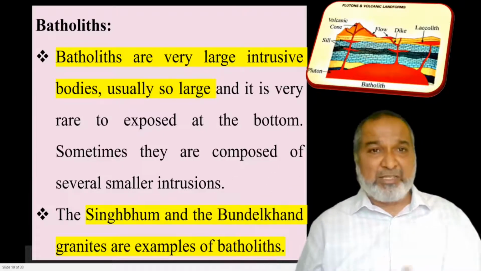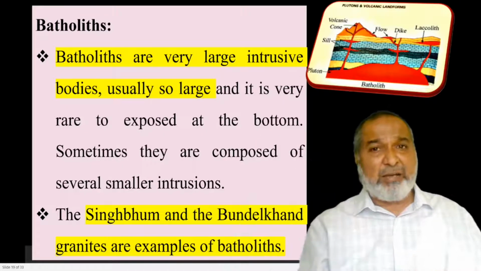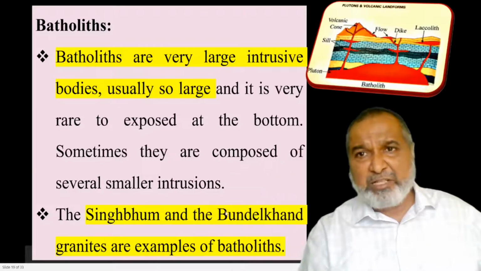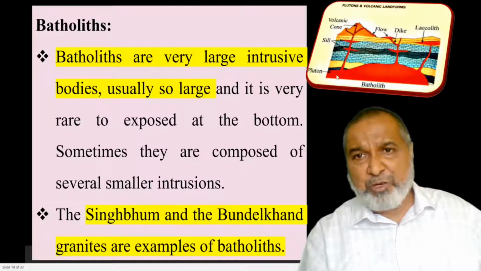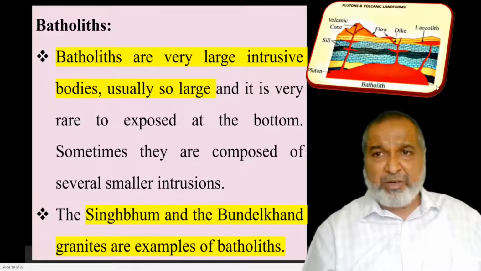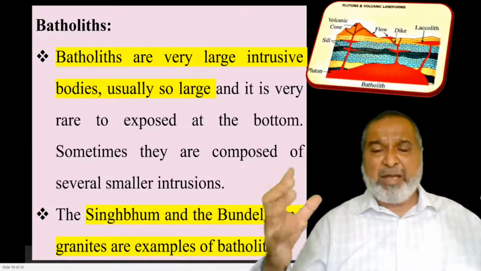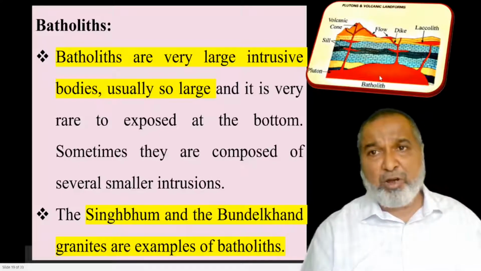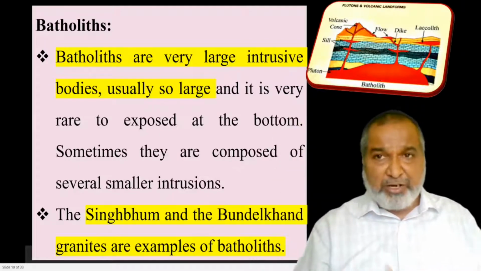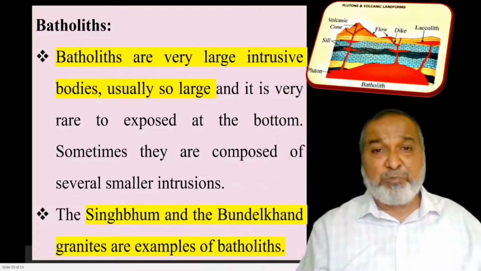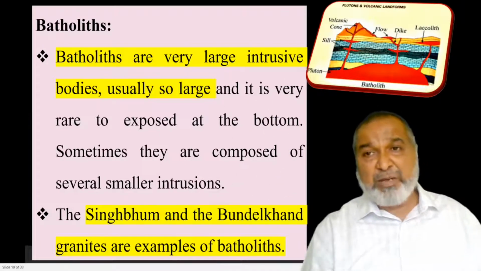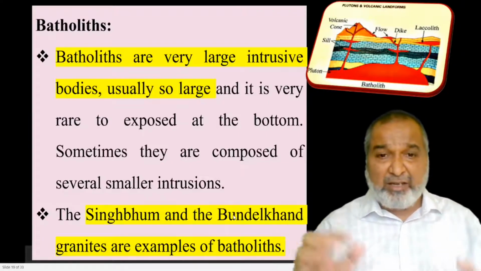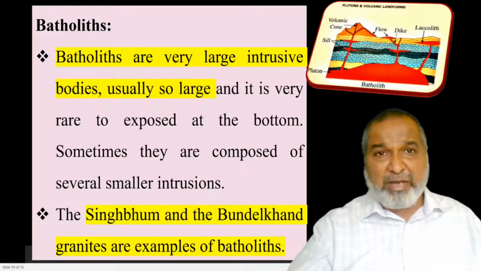A batholith is a huge intrusive mass at a greater depth. It is normally always there. It is a large shape, at a greater depth. You can see in the diagram itself, we have a huge magma within the magma chamber. If it is a very big one, and the magma is in the plutonic condition, it crystallizes there itself, and that is the pluton. And as the upper rocks erode, they sometimes get exposed to the surface. The best examples in India are the Singhbhum and the Bundelkhand gneiss. These are the best examples of batholiths.